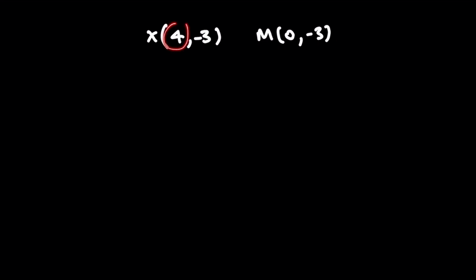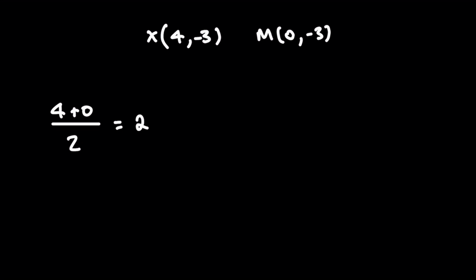Let's have a look at another example. This time we're going to have a look at 4, -3 and 0, -3. Again, I'm going to do the exact same steps that I did last time. So 4 plus 0 divided by 2, that gives me the average or the middle point between the two x values, and that's the same thing as 2.